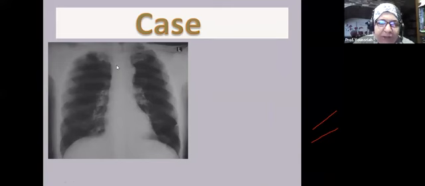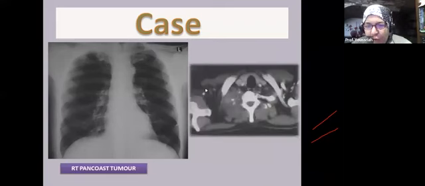This is a chest X-ray PA view. You can see clearly the left apex. You don't see the right, there is capping on the right, okay? The CT image shows infiltration. This is a pancoast tumor, infiltration of the chest wall, as you can see here, marked infiltration. So in those two cases, this is a case of pancoast tumor.